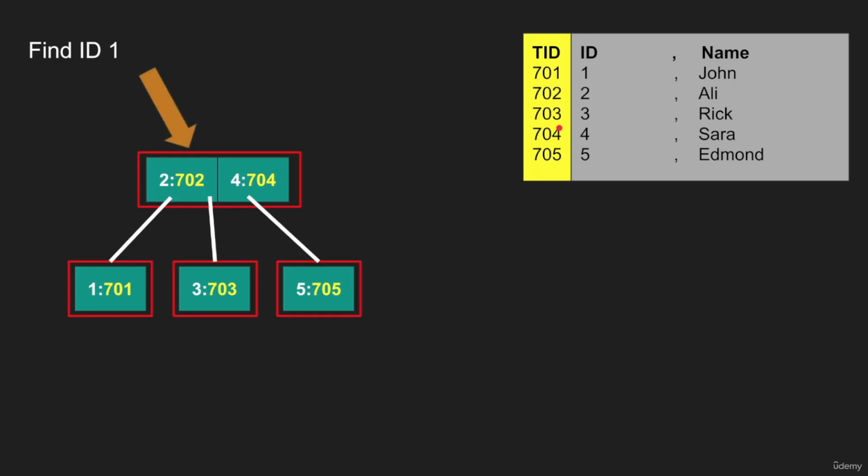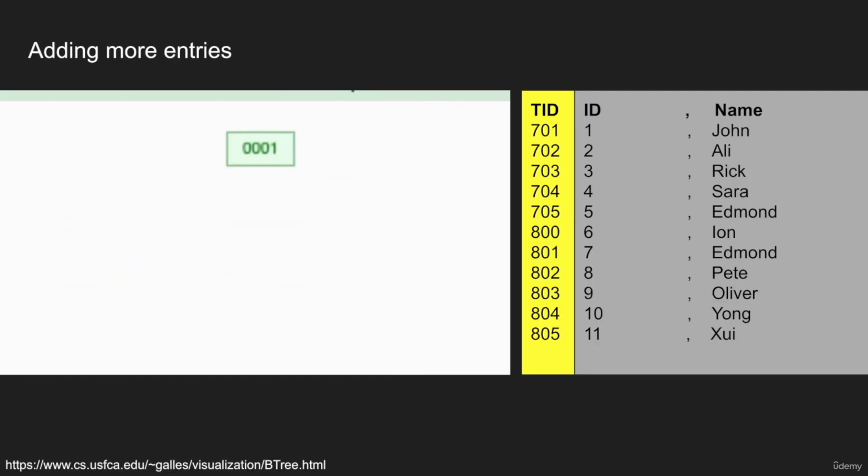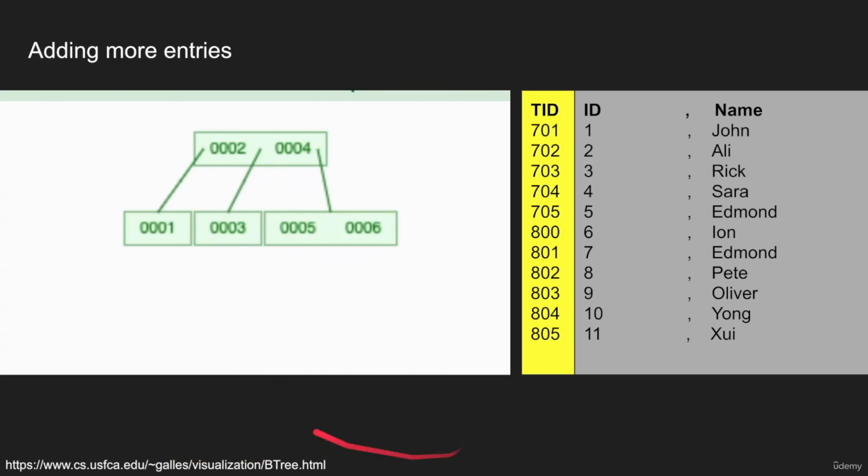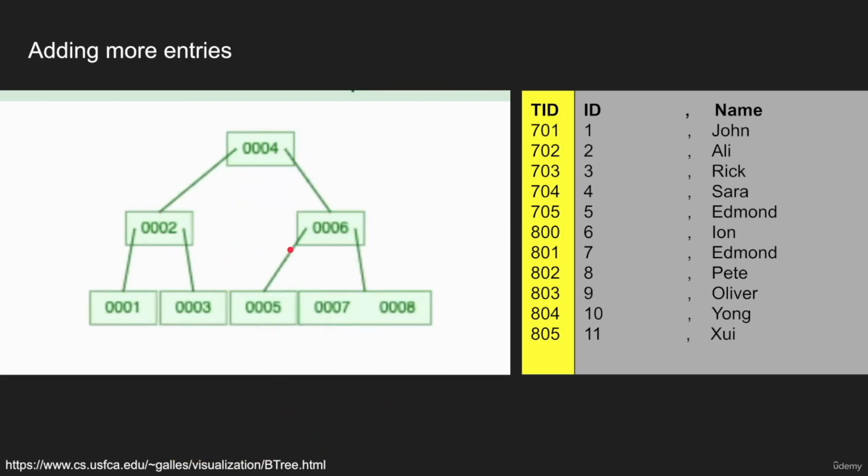Finding 1 is similar. 1 is less than 2, so it goes to the left. I cancel these, and then get 701, jump there. 5, very simple. Go here, jump, and then go to 705. We can add and delete keys very similarly, and I took this from the University of San Francisco. I just animated this with JavaScript, right?